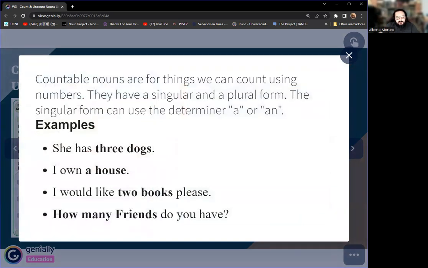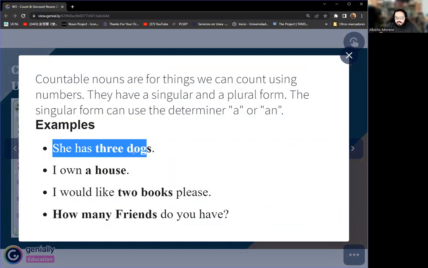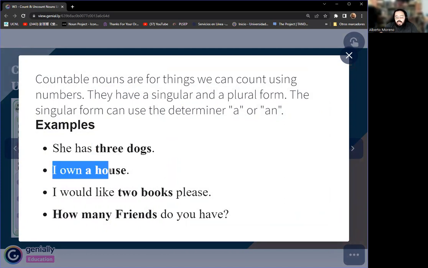Okay, for example, she has 3 dogs. In here, the countable noun is dogs. It's a plural noun, and we use the number 3 in order to count them. Or I own a house. A means 1 in this sentence, and only can be used with countable nouns.